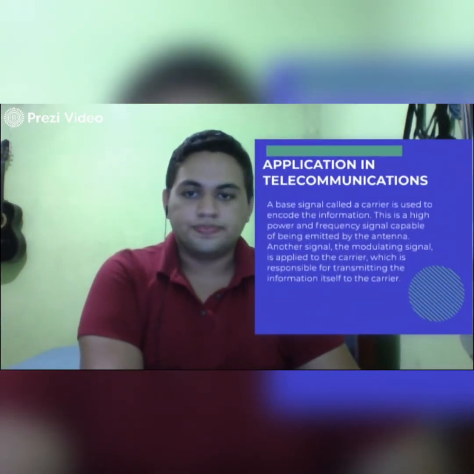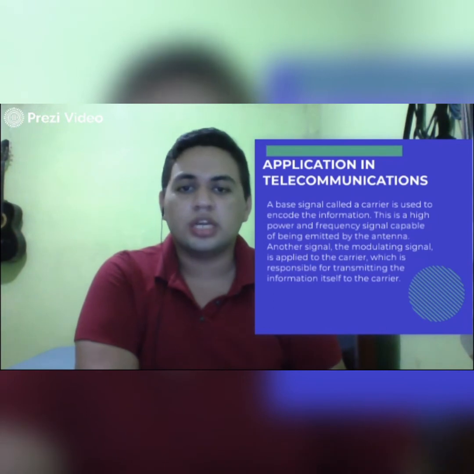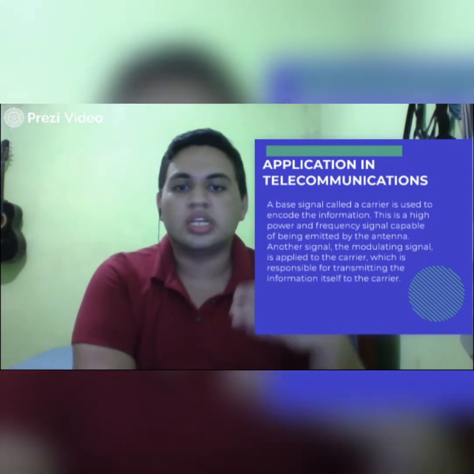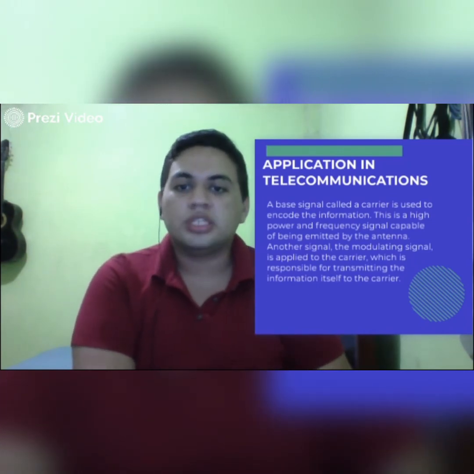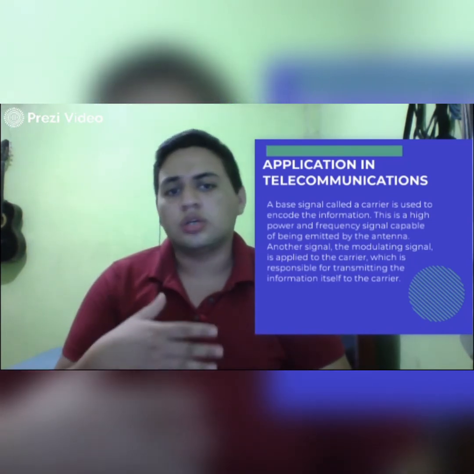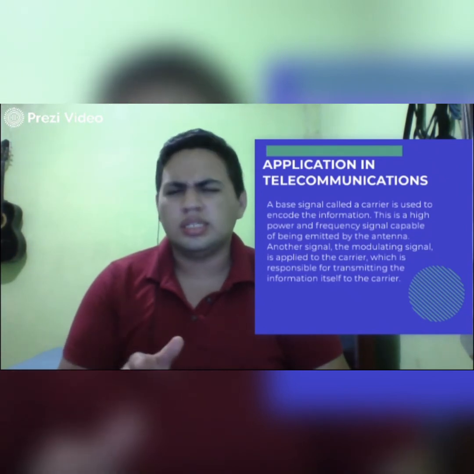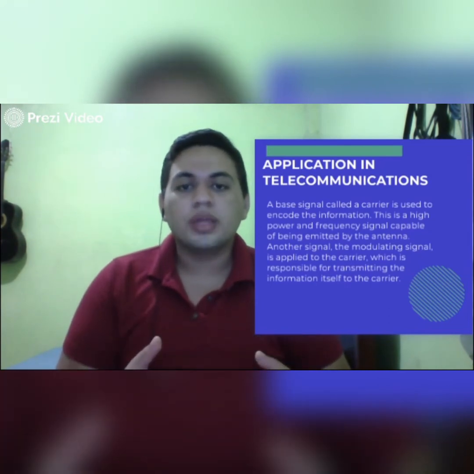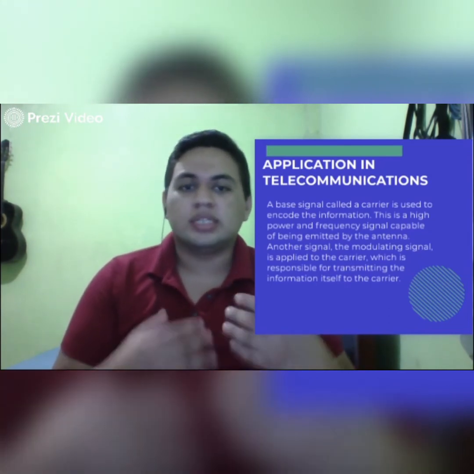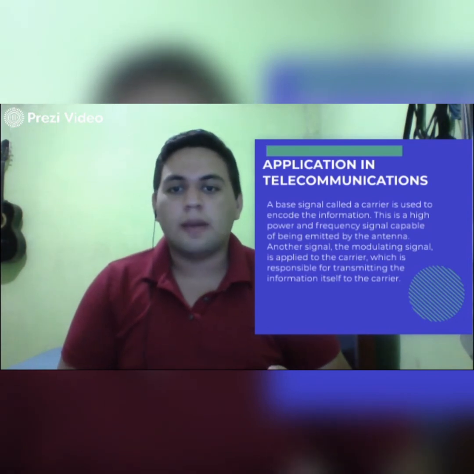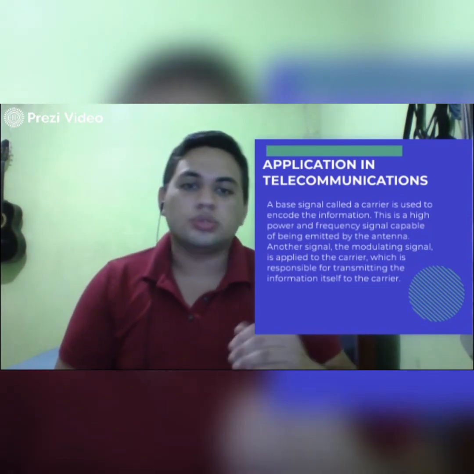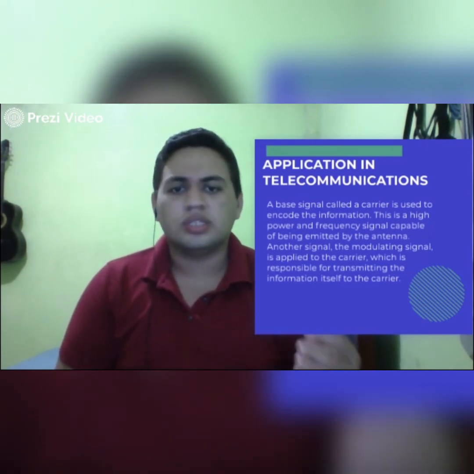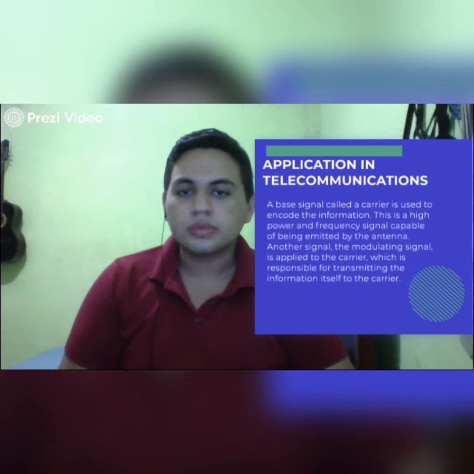Application in telecommunication. The fundamental application of antennas is in the transmission and reception of information using electromagnetic radiation. A basic signal called a carrier, used to encode information, is a high power and frequency signal capable of being emitted by the antenna. Another signal, the modulating signal, is applied to the carrier, which is responsible for transmitting the information itself.